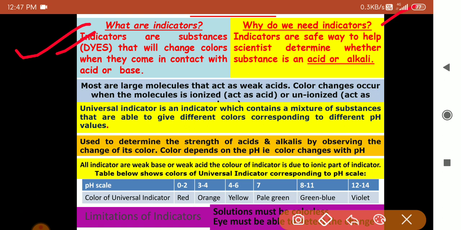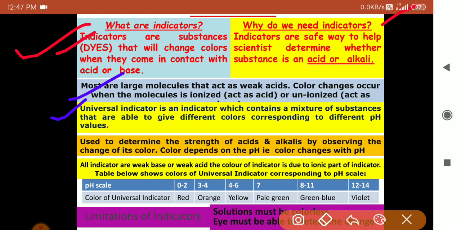So if scientists want to determine whether a substance is alkaline or acidic, they use chemicals that change their color in the presence of some acid or base. Most indicators are large molecules that act as weak acids. Color change occurs when the molecule is ionized and acts as an acid, or unionized and acts as a base. So most indicators are weak acids, and they can also be weak bases. They change colors because of ionization.